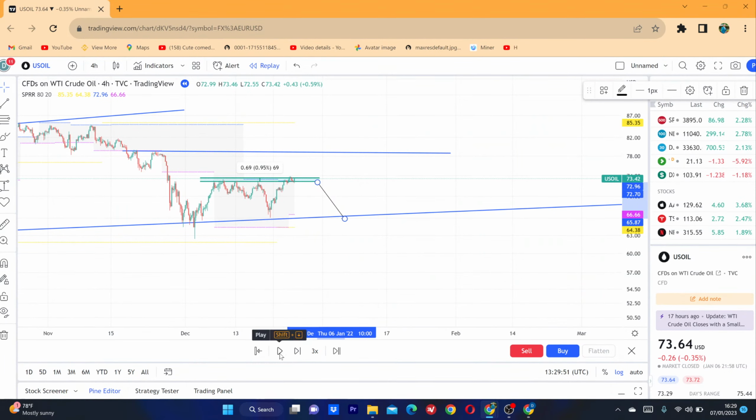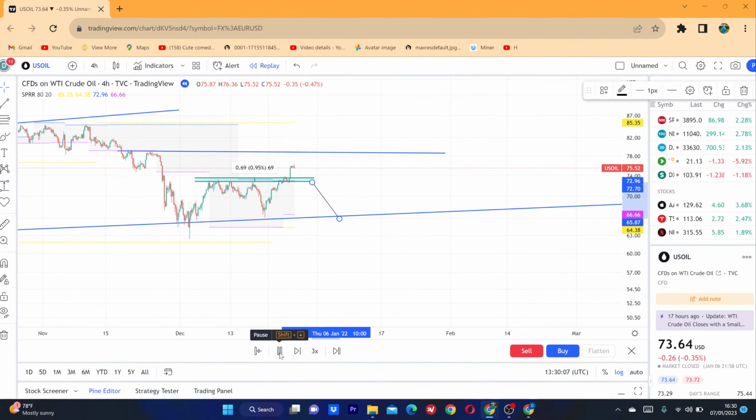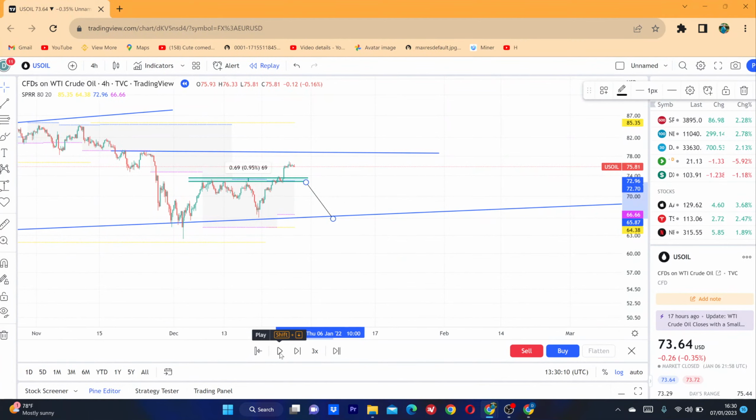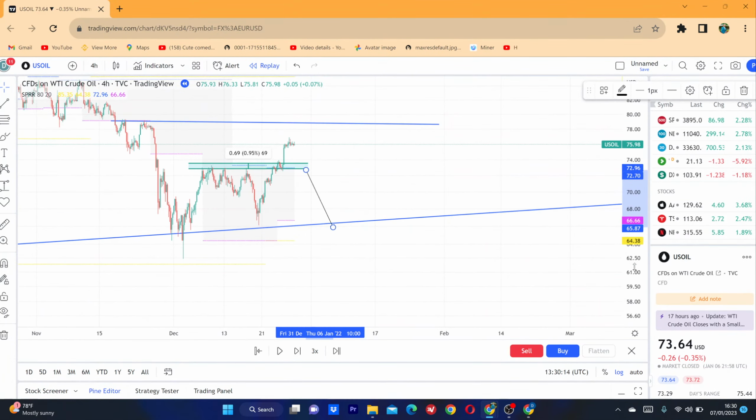So let's just play to see whether the market is actually going to break that point or not. This is crazy. Let's see whether the market is going to go up. It's going to touch down again on our support line. So let's play and see. Look at that, look at that. You can see it has broken at that point. You can see now it has broken that point.